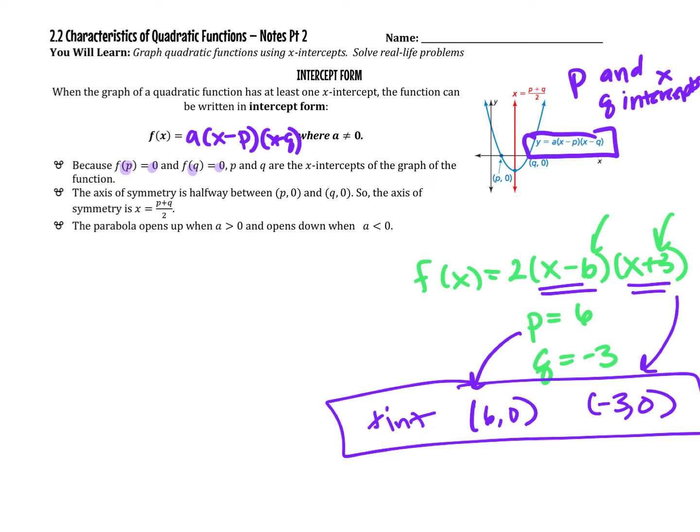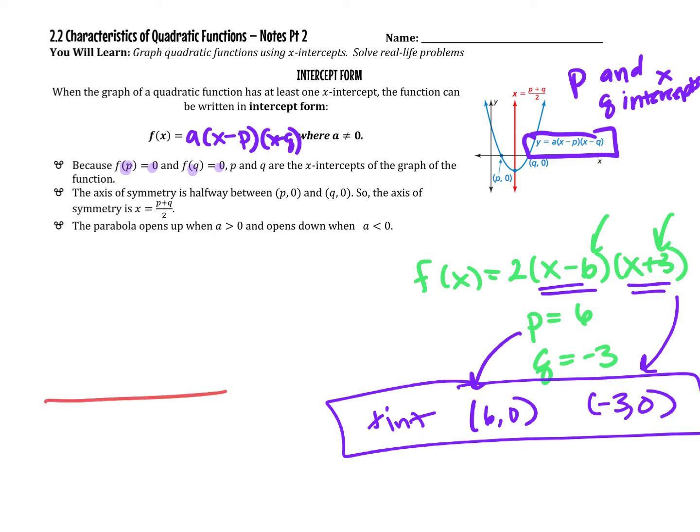The nice thing about intercept form is we can immediately pull two ordered pairs from the function, right? If I just identified I have an x-intercept at (6, 0) and (negative 3, 0), I just found 2 points that I can plot, that I can graph, that I can use to help me along the way. The only thing that is sort of a bummer is that from intercept form, it's not easy to tell what our vertex is. But we know that our vertex is going to be exactly halfway between these 2 points.